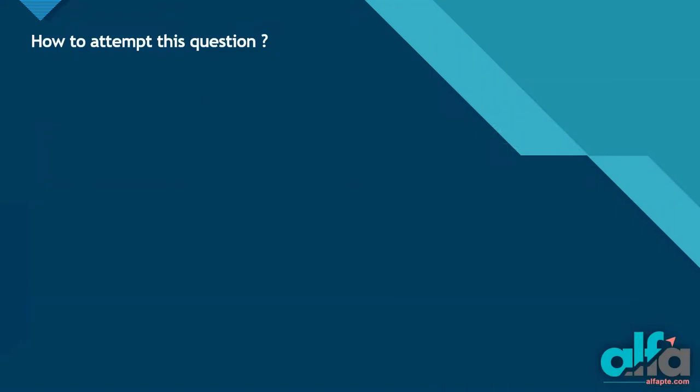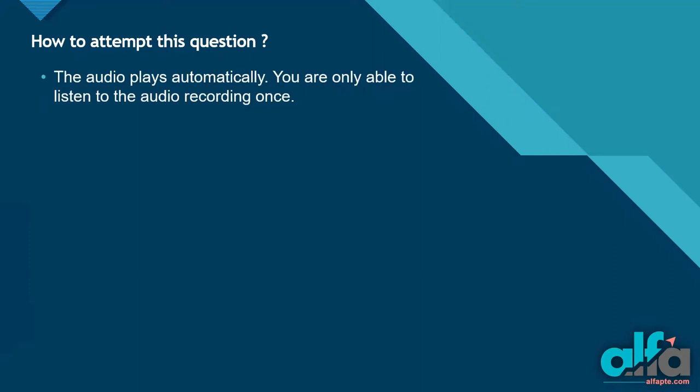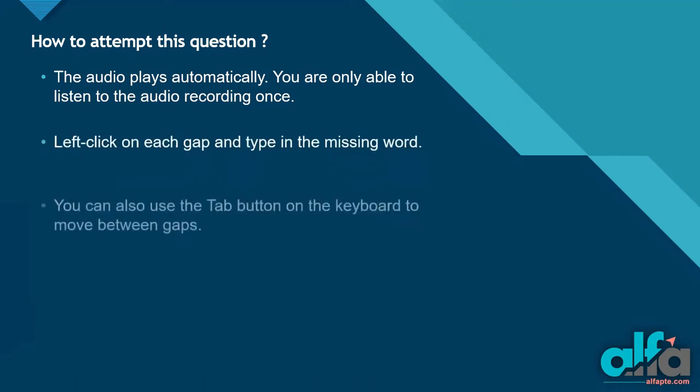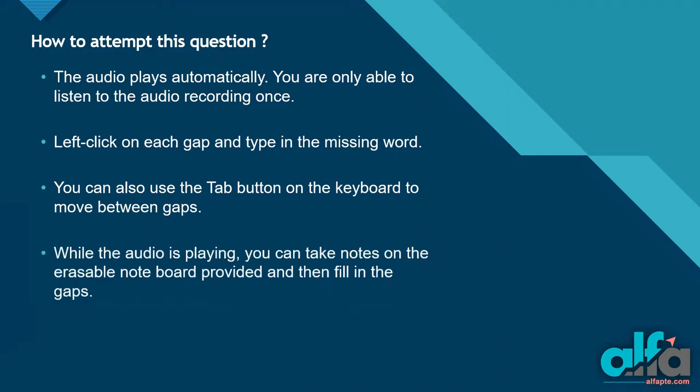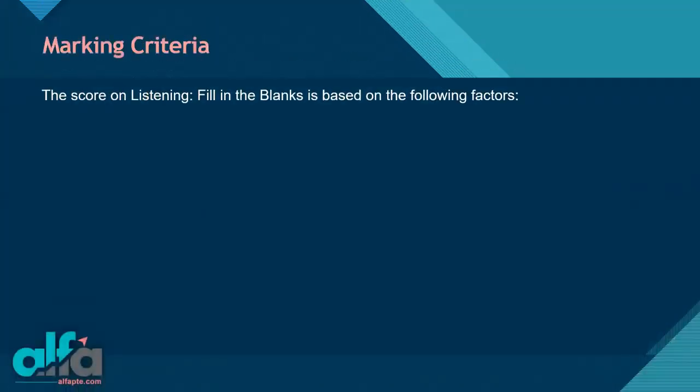Let's see how we can attempt this question. The audio plays automatically and you are only able to listen to the audio recording once. Left click on each gap and type in the missing word. You can also use the tab button on the keyboard to move between gaps. While the audio is playing, you can take notes on the erasable notebook provided and then fill in the gaps. You will have 7 seconds before the audio starts.